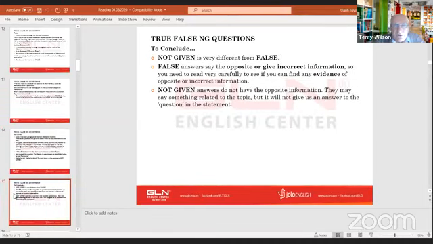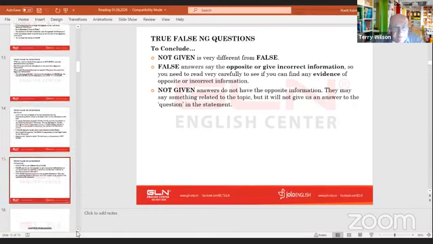So to conclude, not given is very different from false. False answers say the opposite or give incorrect information. So you need to read very carefully to see if you can find any evidence of opposite or incorrect information. And not given answers do not have the opposite information. They may say something related to the topic, but it will not give us an answer to the question in the statement.